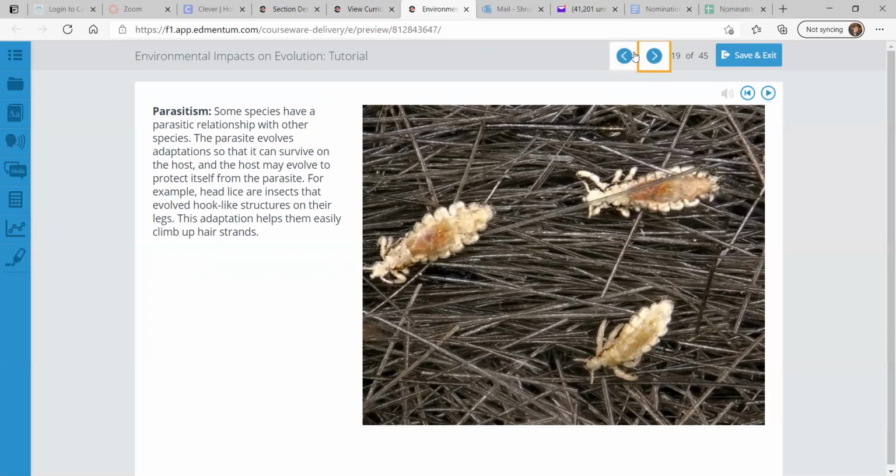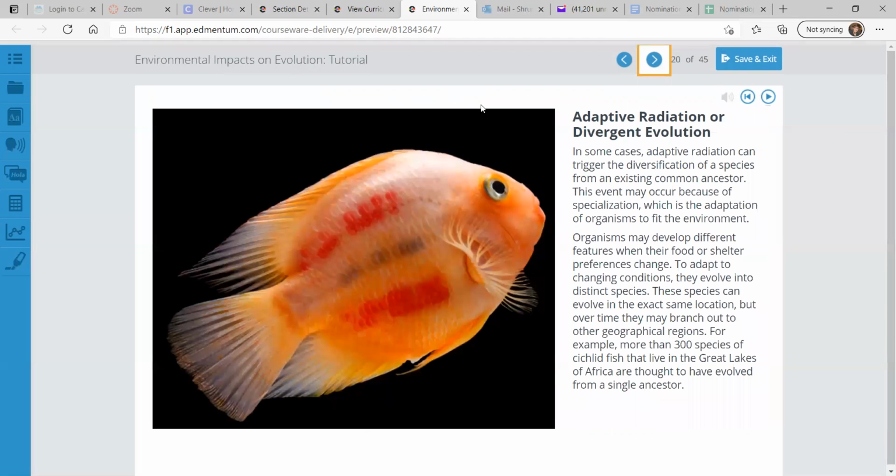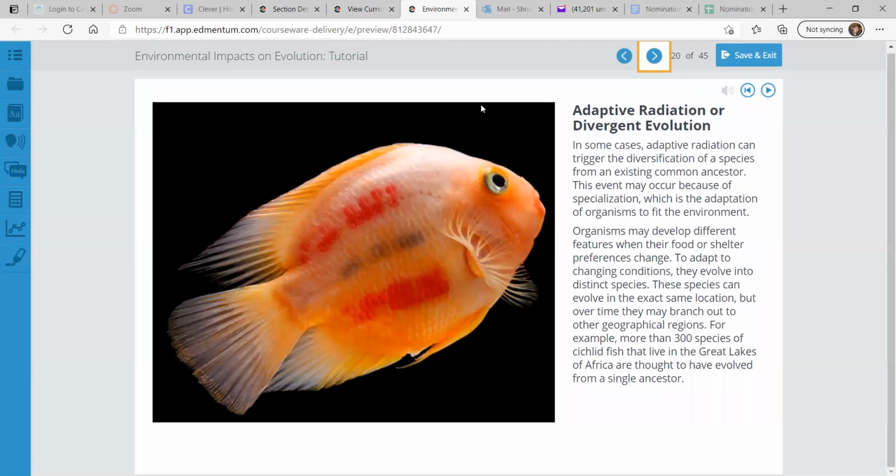Here they're pictured here. Hopefully you haven't had lice. We haven't really had to deal with that this year as much, but it's not fun.